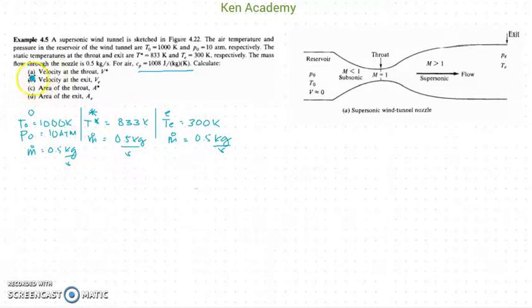So in our first problem right here, we are looking for the velocity at the throat, since we have known temperatures at the reservoir and at the throat, and we know the velocity at the reservoir. The equation that we are to use is the compressible flow energy equation, as it relates temperature and velocity of two differing regions in the flow. So let's begin writing down our solutions right here.